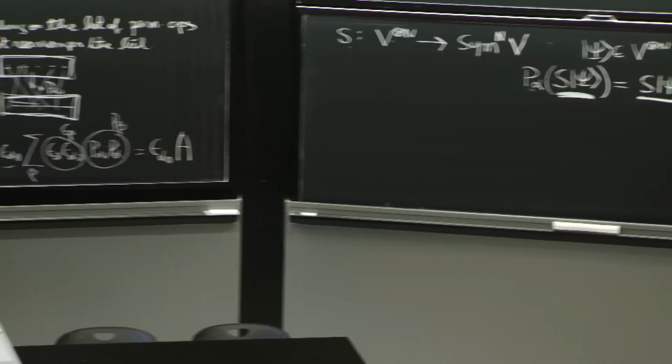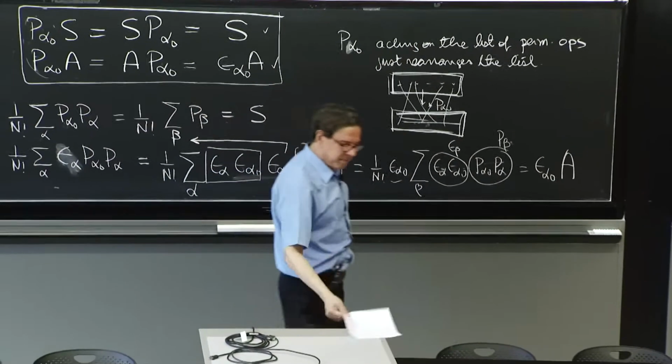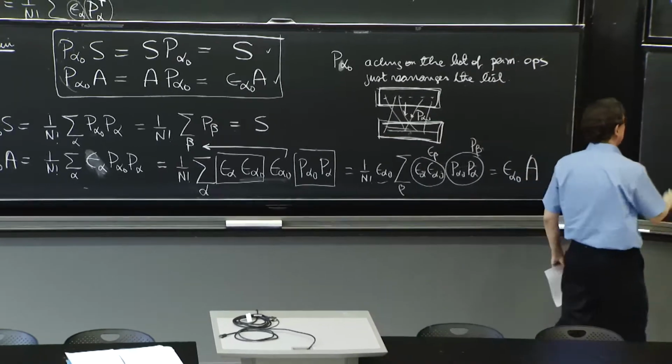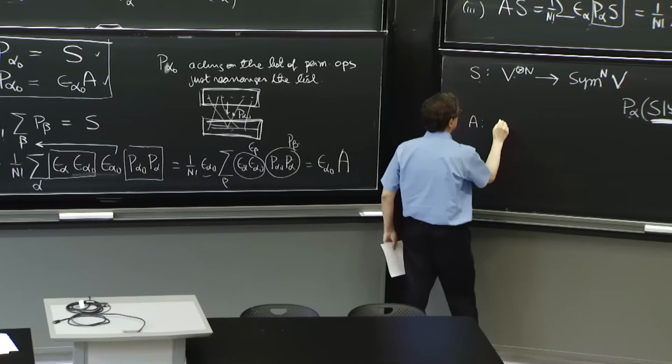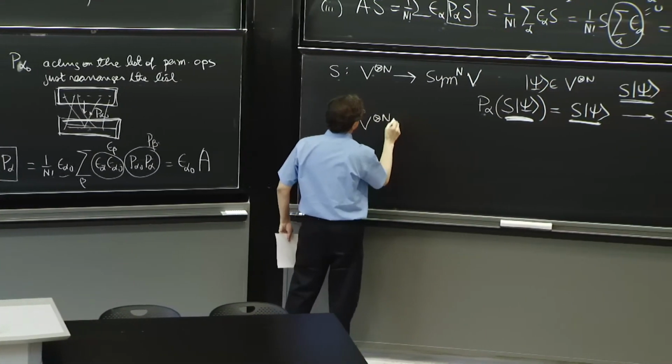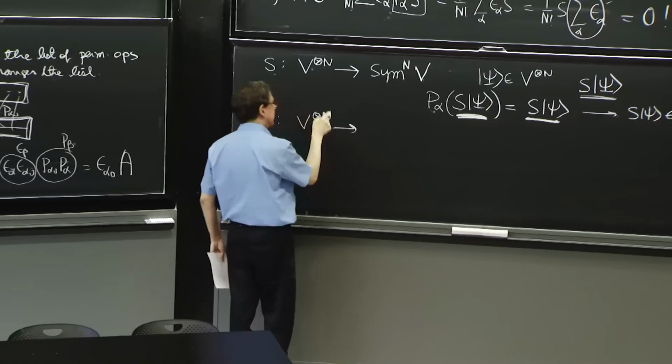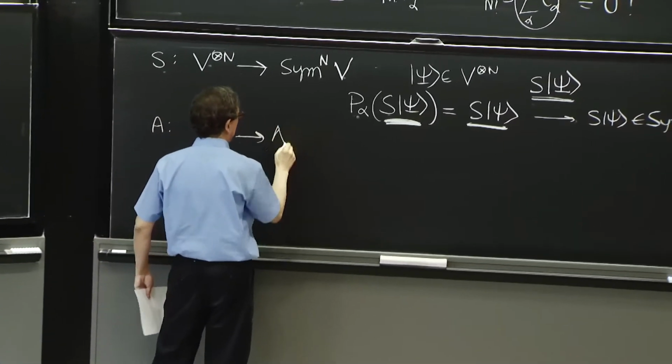This property helps for the other one. So A is an operator that takes arbitrary states in the tensor product to anti-symmetric states in Anti n of V.